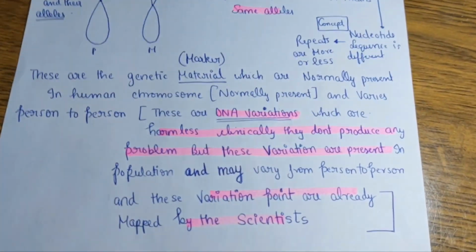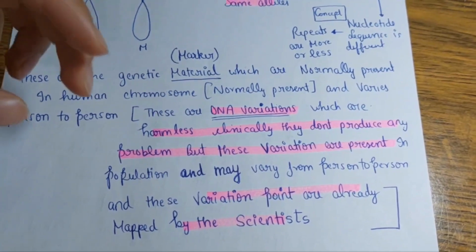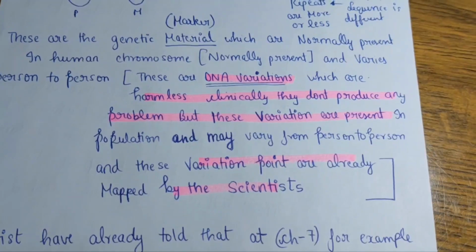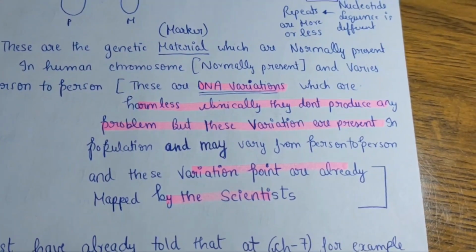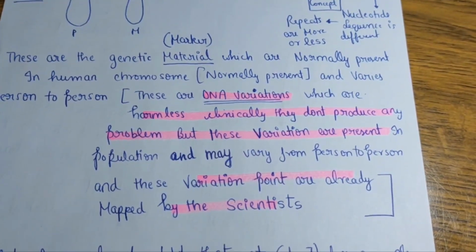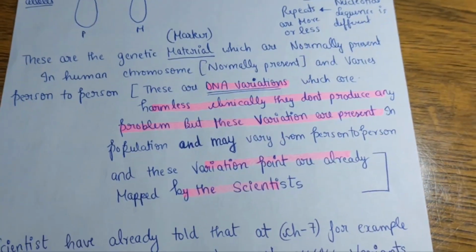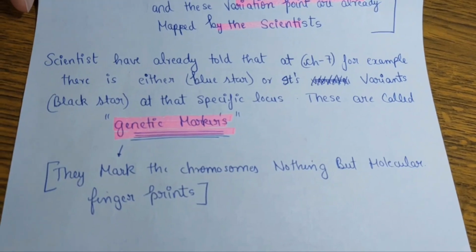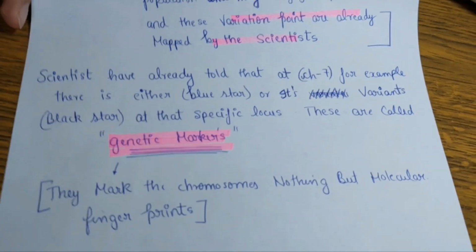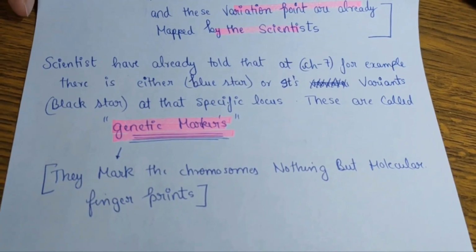These genetic markers are normally present in the human chromosome, and they vary from person to person. This variation or DNA variation is actually clinically harmless. They don't produce any kind of problems, but such variations are present in the population and may vary from person to person. These variations, or genetic markers, have already been studied by scientists. They have given us their exact location on different chromosomes and all their variants, and these are finally called genetic markers.